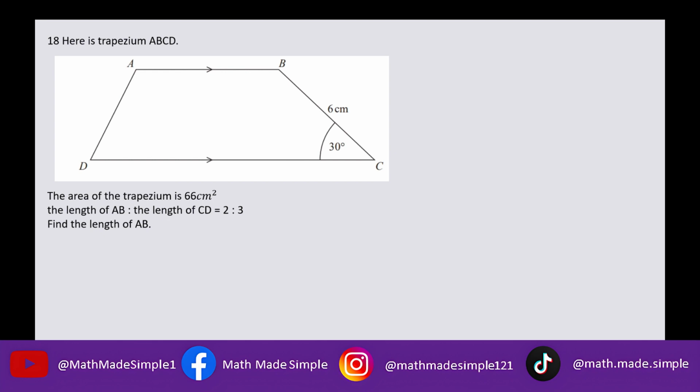Here is a trapezium ABCD. The area of the trapezium is 66 centimeters squared. The length of AB to the length of CD is 2 to 3. Find the length of AB.